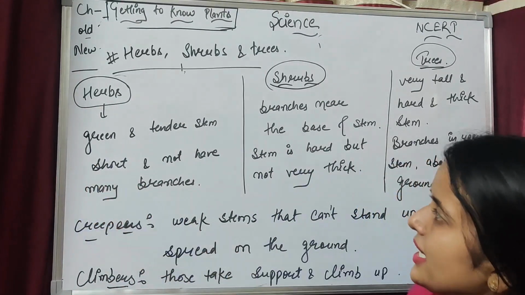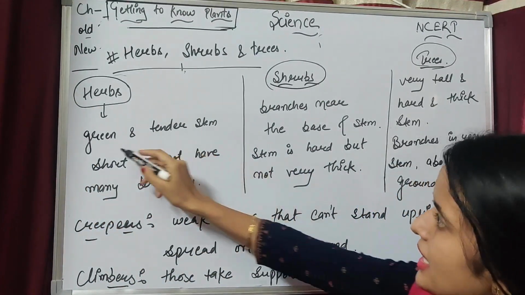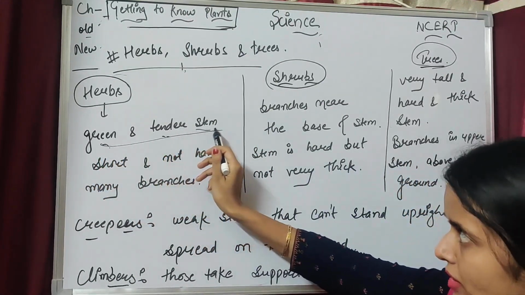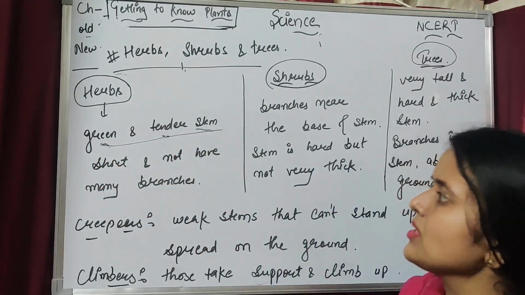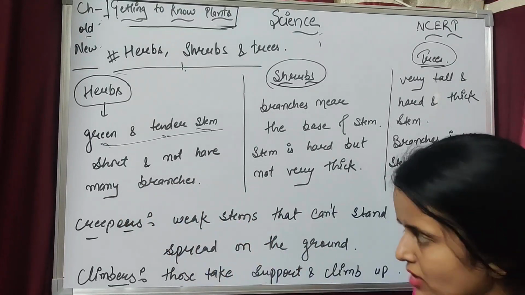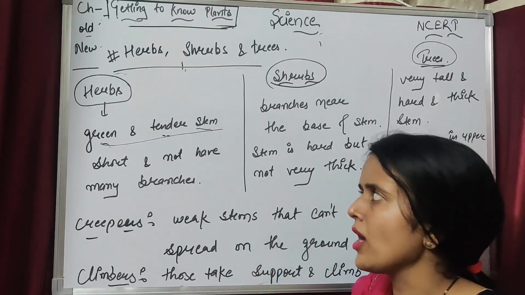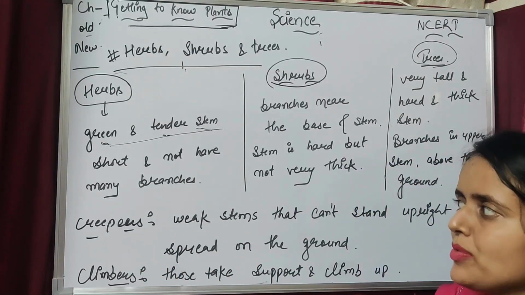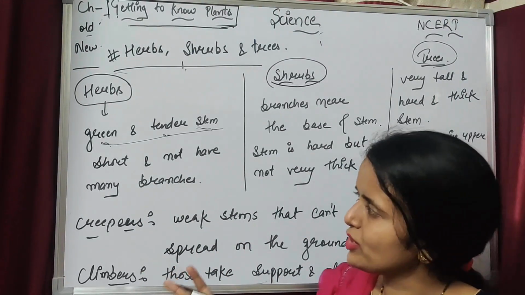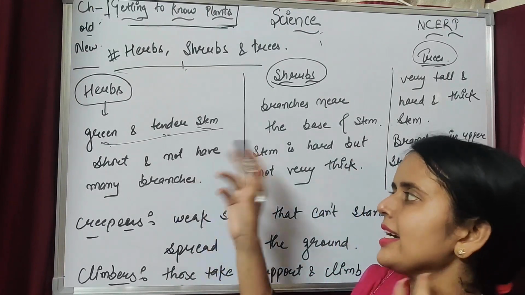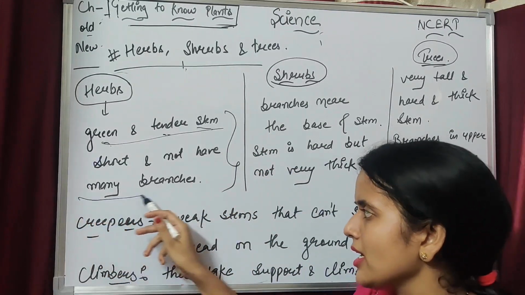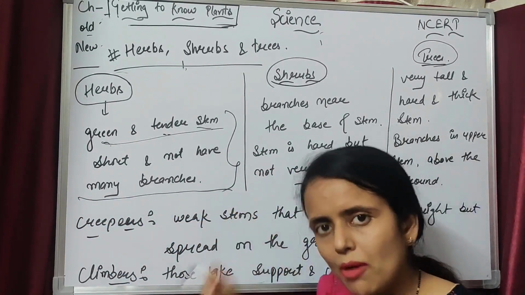So herbs, green and tender stems. There are green and tender stems, that means green stems, and tender, that means soft stems, not very hard stems. Short and not have much branches. There are some branches and they are very small in size. Green and tender stems. These are the 2 main important points of the herbs by which we will differentiate that this plant is a herb.